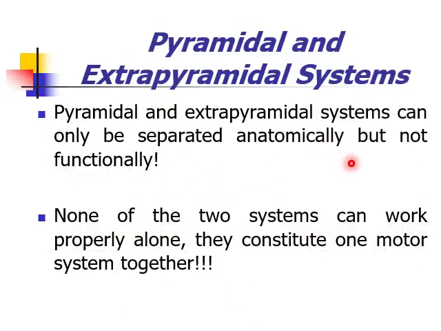The pyramidal and the extrapyramidal system can only be separated anatomically, but not functionally. Both cannot work solely or independently from the other part. None of the two systems can work properly alone. They constitute one motor system together. Okay?